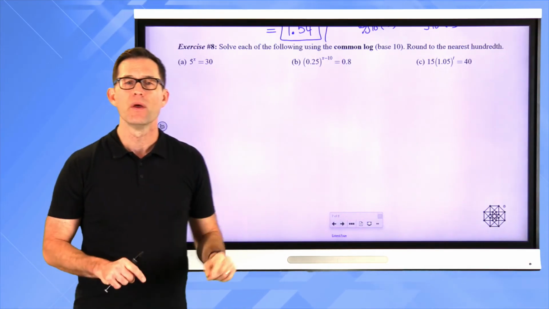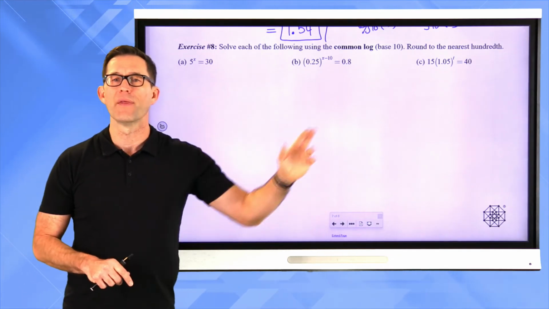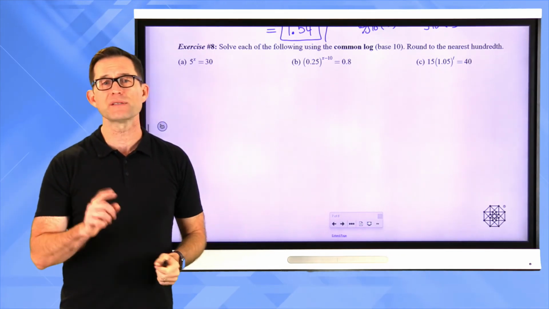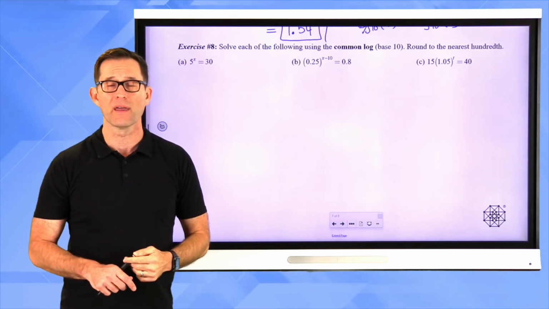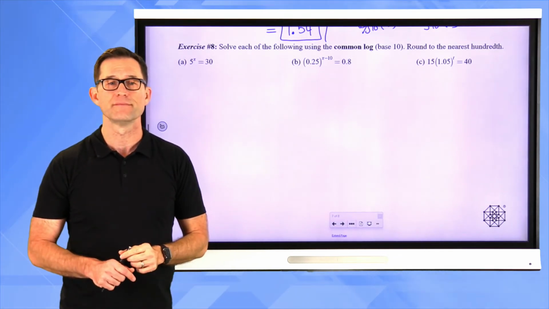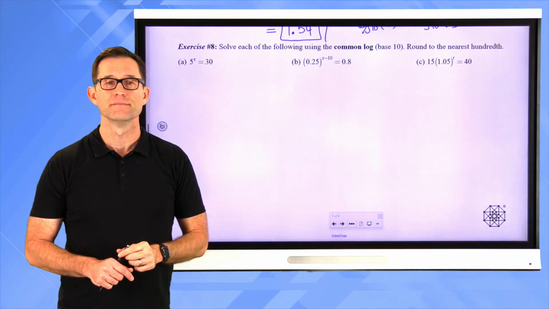Actually, how about this? Try to do that on letter A. Then we'll go through letter B together, and then I'll have you do letter C on your own. So pause the video right now. See if you can solve letter A using the common log instead of a log base 5. All right, let's do it.